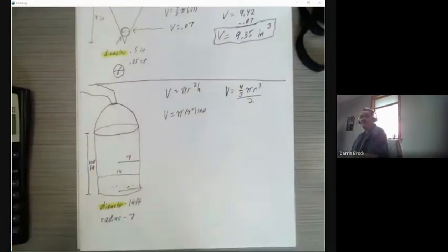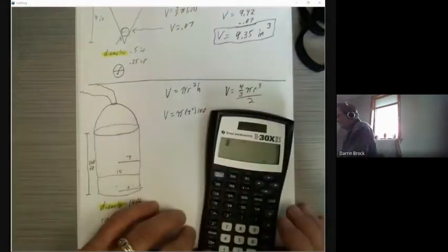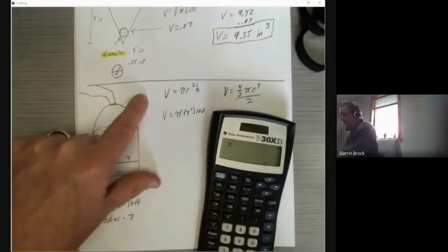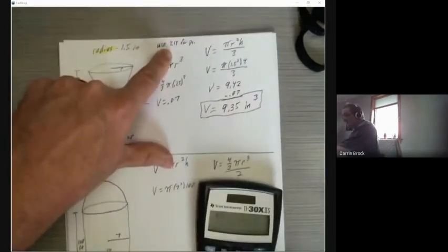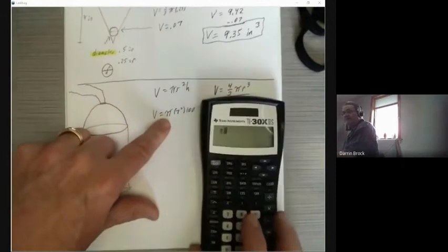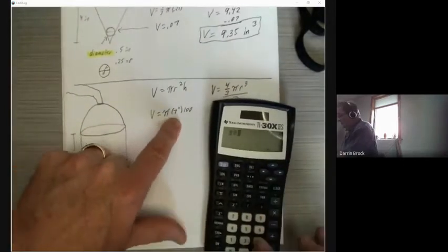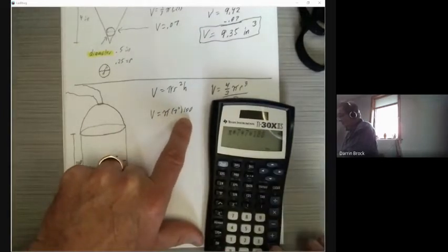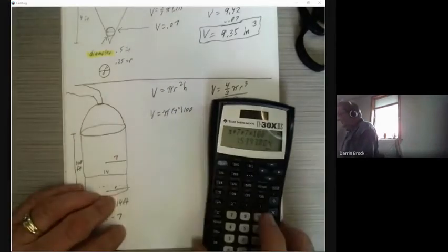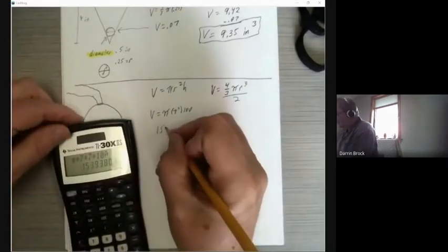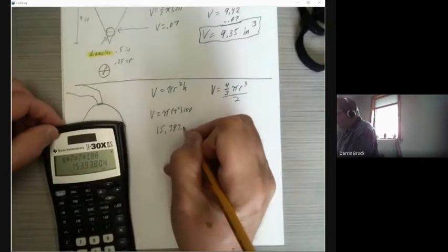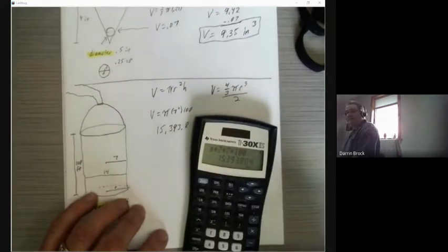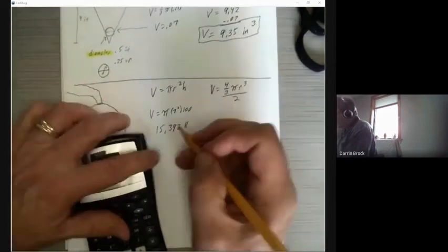So let's find the volume of our cylinder right here. Pi, again, make sure you use that pi button because it didn't tell us to use 3.14. If it does tell us to use 3.14, we would use that. Otherwise, always use the pi button. Times 7 squared. 7 times 7 is 7 squared. Times 100. Pi times 7 times 7 times 100. 15,393.8. I'll round it to 1 decimal. Okay, that is the cylinder part.